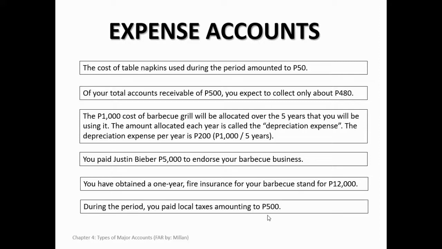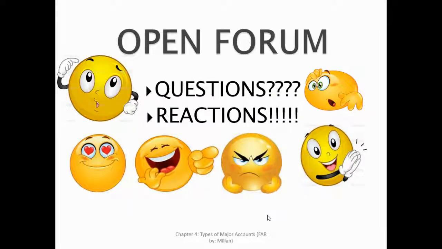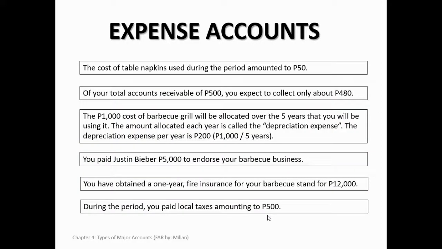Next, during the period you paid local taxes amounting to 500. So this should be recorded as taxes and licenses. So these are the examples of the different expense accounts. Another example, so if your barbecue grill is stolen, this should be recorded as losses.